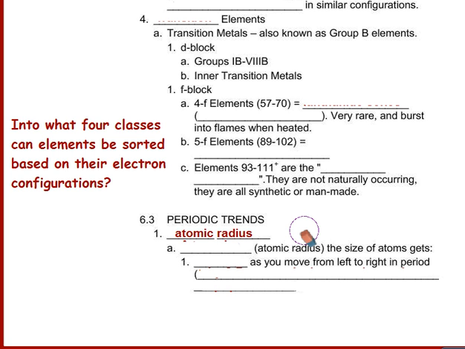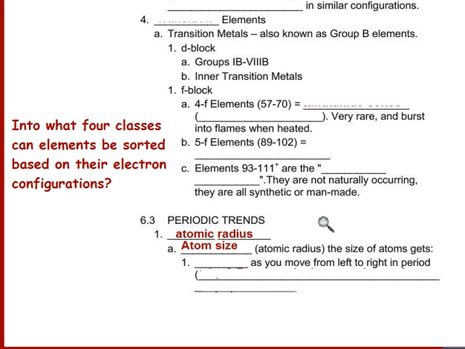And the one measurement for the size of a sphere is the distance from the center of the sphere to the outermost portion, which is the radius. So, atomic radius is really just talking about the size that atoms get. This is atomic size. This is the atom size.